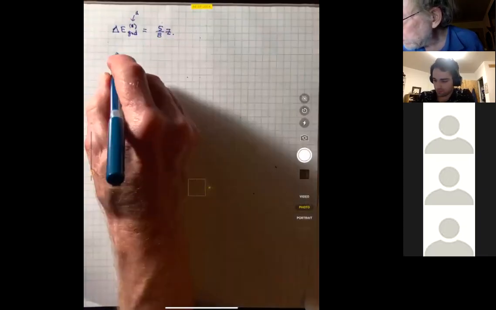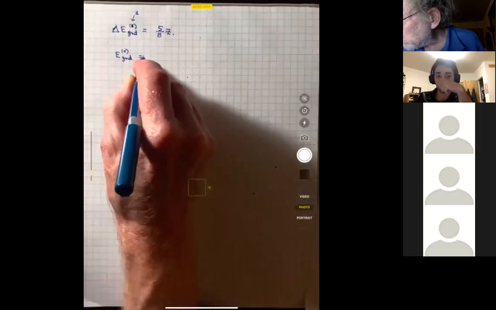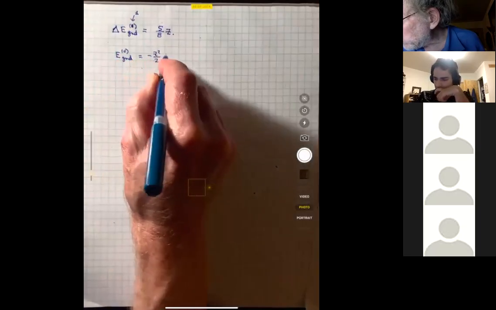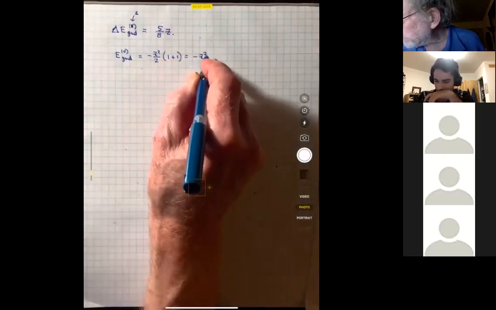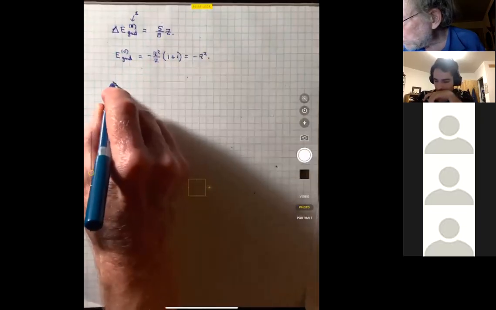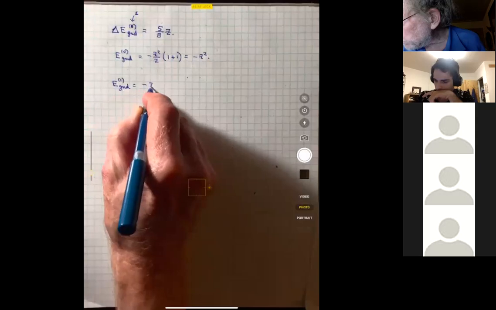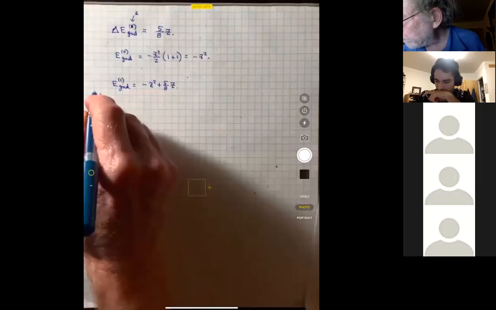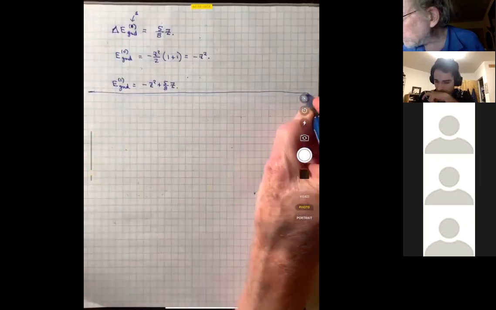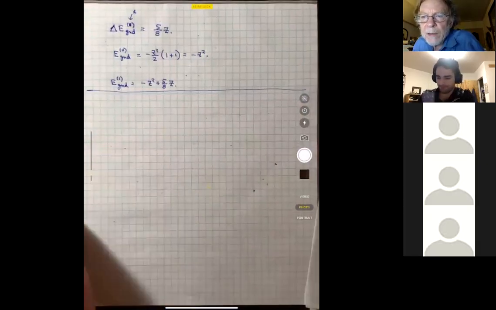Now the energy at 0th order of the ground state was minus Z squared over 2 times 1 over n1 squared plus 1 over n2 squared, and that's just equal to minus Z squared. So we can say that the energy in first order perturbation theory of the ground state is equal to minus Z squared plus 5/8 Z. So that's a nice result. It's a first stab at perturbation theory and understanding the effect of the inner electron potential.